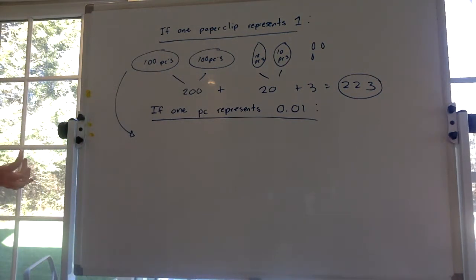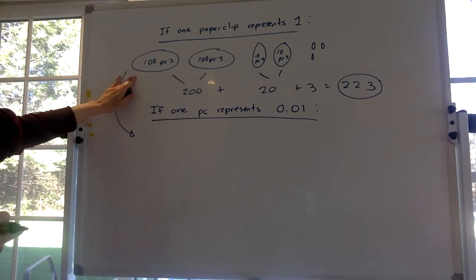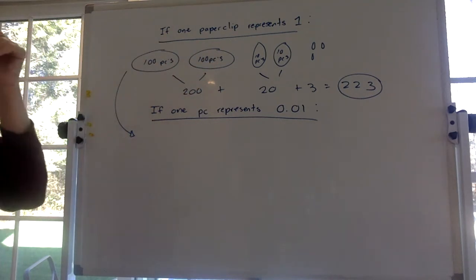What decimal number would this picture now represent? We're going to use the same picture. Two groups of 100, two groups of 10, and three singles.